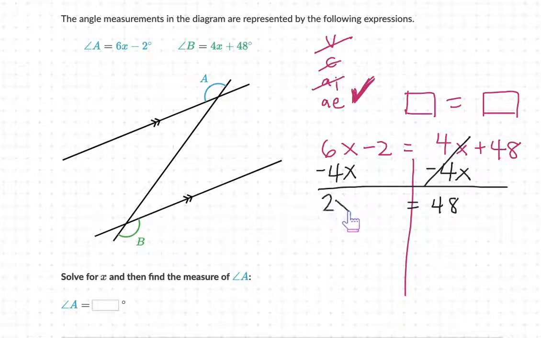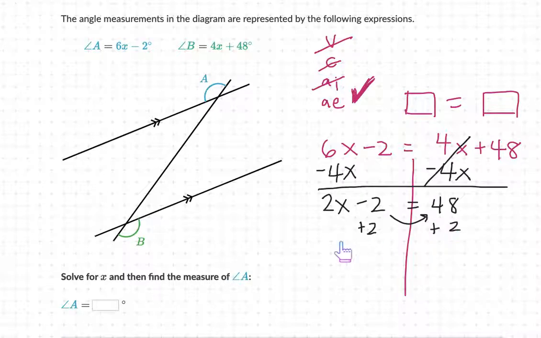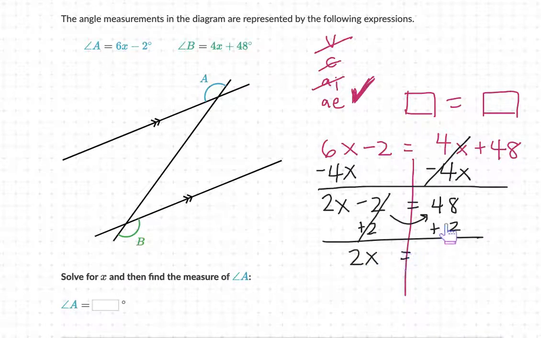6x minus 4x is 2x minus 2. Now I have all my x's on the left-hand side. I need to move my numbers, my constants, to the right-hand side. So that means I need to move the minus 2 over by adding 2 to both sides so that minus 2 and plus 2 will cancel on the left-hand side. I just get 2x left over equals 50. So slowly I am simplifying this equation. Now it's 2 times x, so the opposite is to divide by 2.